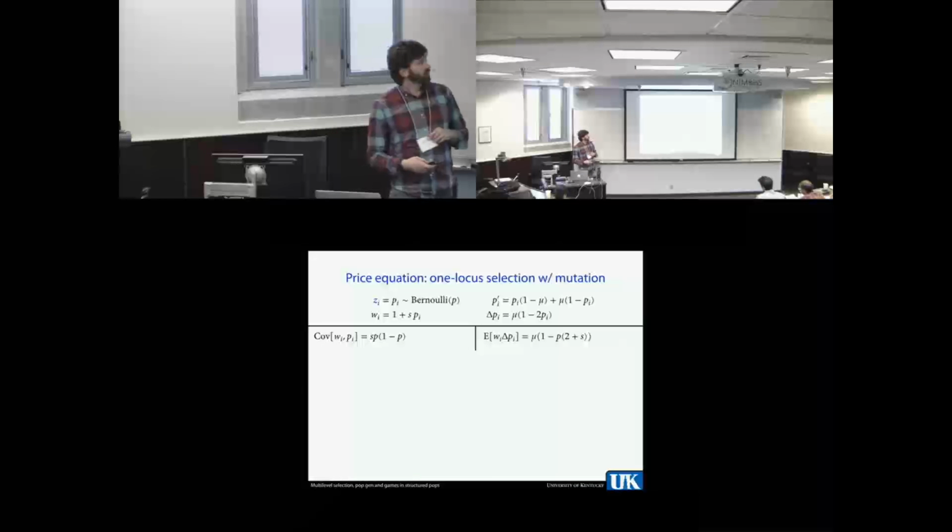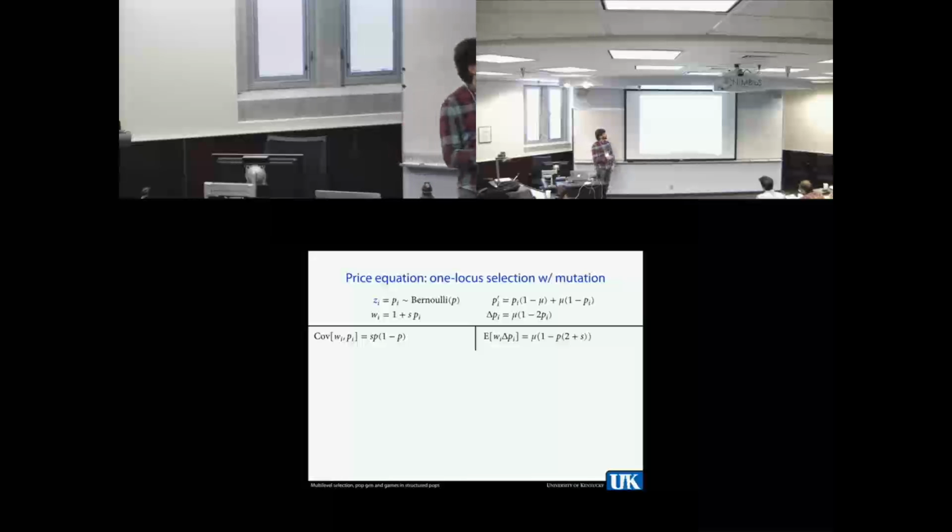If we plug those two pieces in, the answer we get is this. The change due just to selection is the selection coefficient s times the variance in allele frequency. So this is very similar to the Breeder's equation. And the expected change here is this mutation rate times this component here. So the whole change in the allele frequency is just the sum of these two pieces.